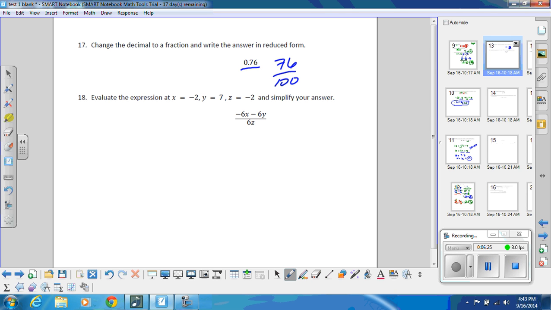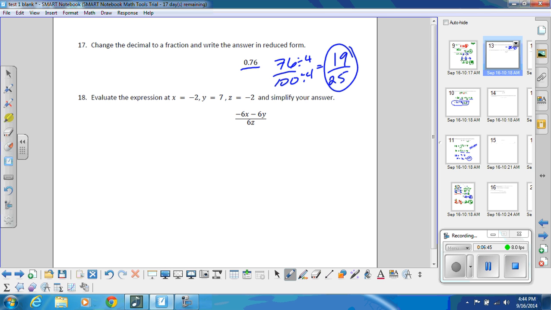From here, I need to reduce. Well, you figure out what goes into both of them. Well, in this case, 4 goes into both of these numbers, so I divide out of 4. Or if I didn't know 4, I would just see they're both even, start with 2, and I'd have to do it twice. So in this case, I do 4, and I get 19 over 25. They can't be reduced any further, so I'm finished.